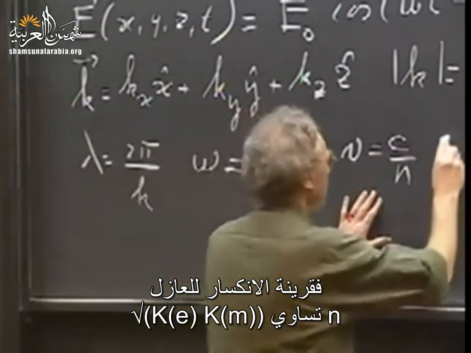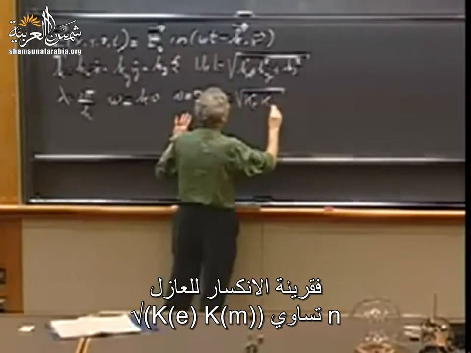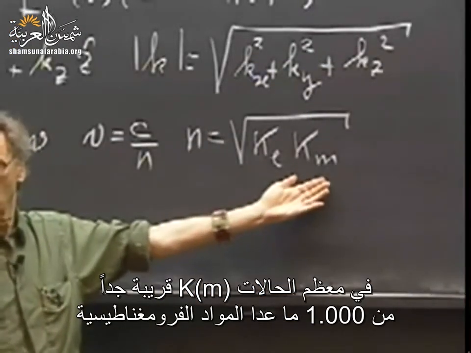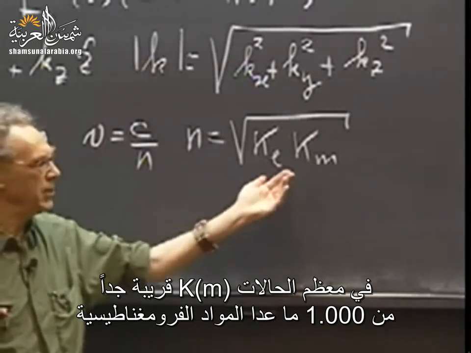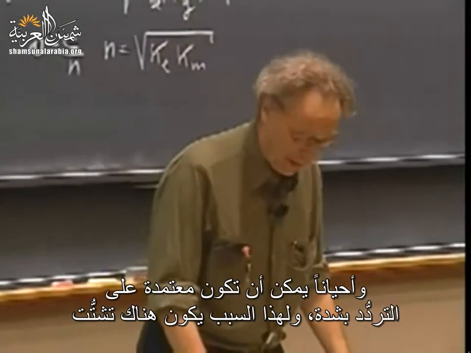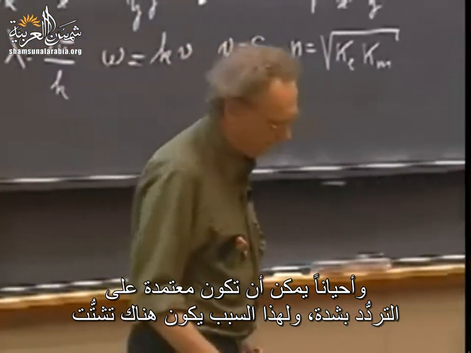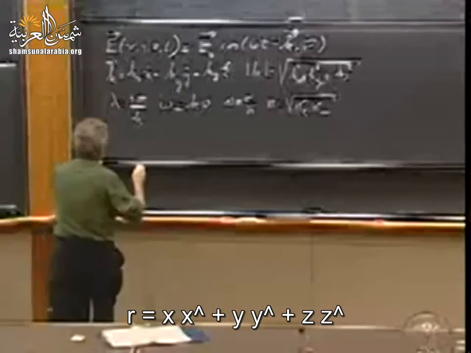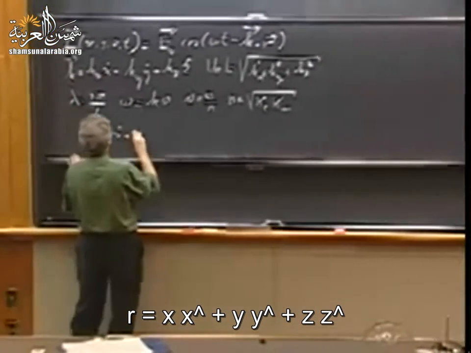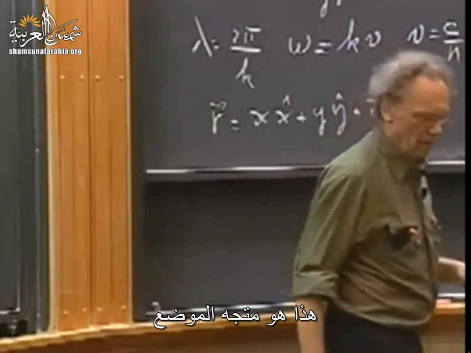The index of refraction n for a dielectric is then the square root of kappa E times kappa m. For most substances, kappa m is very, very close to 1.000, except for ferromagnetic materials. Kappa E itself is frequency dependent, and it can sometimes be extremely strongly dependent on frequency. That's where the dispersion comes in. R equals x roof plus y roof plus z roof. That is the position vector.